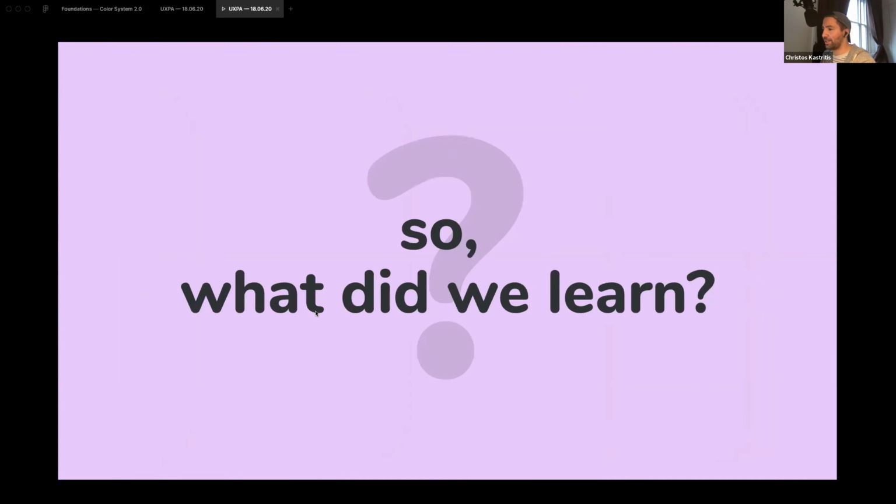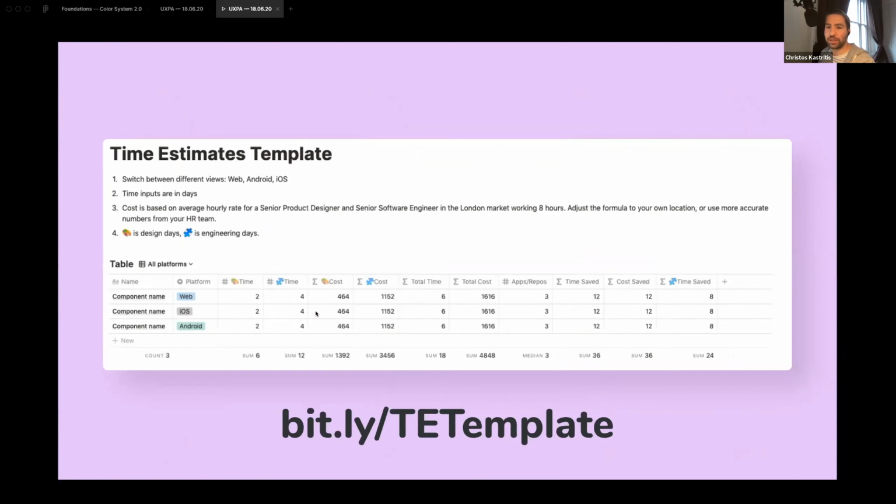So we put together a little survey, and what did we learn? Well, I can't show you the actual results, but essentially I put together a massive table of all of our components, the different platforms, and the time spent on each of those, things around the cost, total time, and we're able to map that back to the number of applications that are using that component, and then we can get a sense of just how much time we've saved overall. And if you have Notion, I do have a template if you want to try it out.